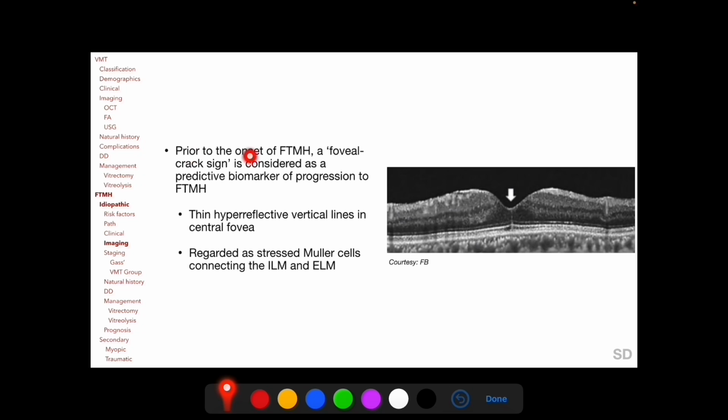Prior to the onset of a full-thickness macular hole, a foveal crack sign is considered as a predictive biomarker of progression to full-thickness macular hole.